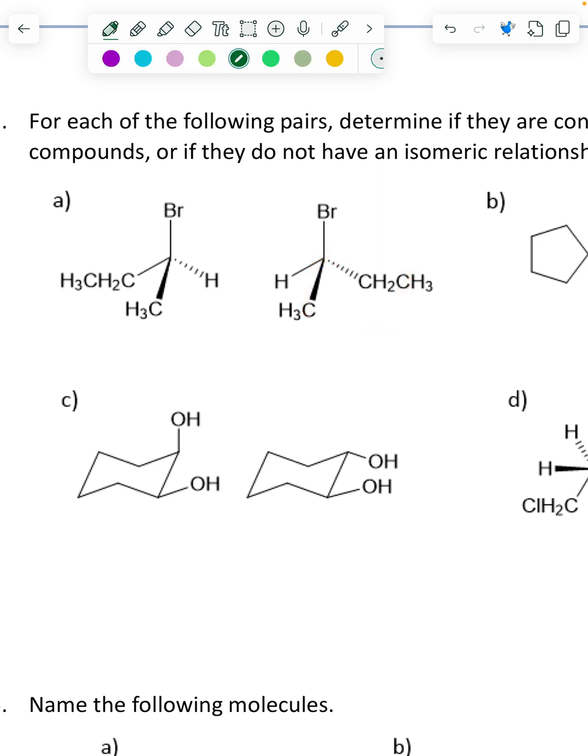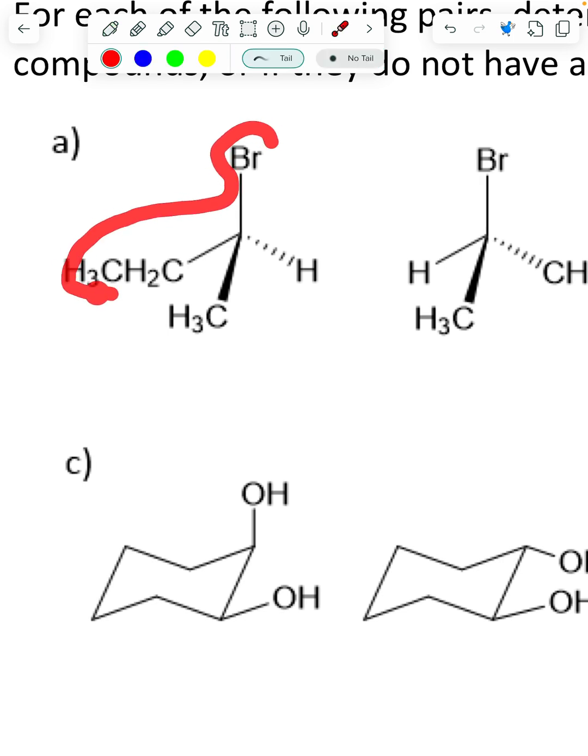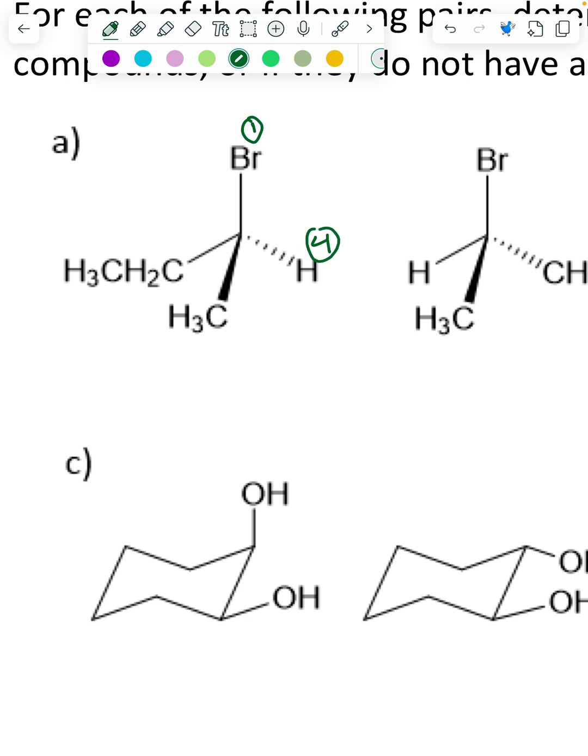Okay, so for this, now we have to determine which of these are priority groups. We know that this carbon is bonded to C, H, and Br. We know that bromine is the highest atomic size, therefore it's the highest priority. And we know that hydrogen is lowest between these two carbons, so that's going to be the last.